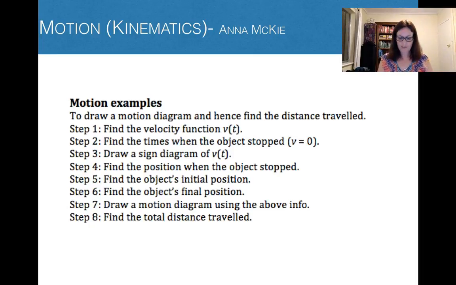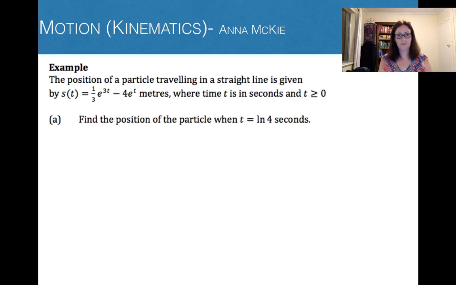If you get a question asking you to work out a motion diagram and distance travelled, here are some useful steps to follow if it's not giving you any other steps. I'll leave you to digest them in your own time. Let's get on to the example. We're only doing one, but it's got lots of steps to it.